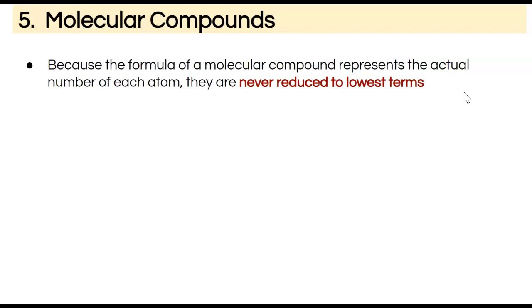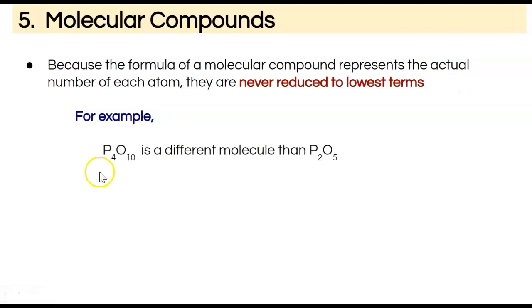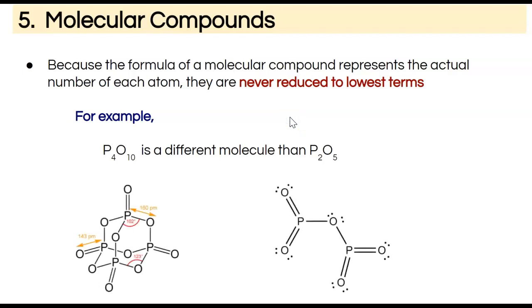Now, let me give you an example to illustrate that. I have P4O10 and P2O5. In both of these cases, you can see that the ratio 4 to 10 is the same as the ratio 2 to 5, right? But the difference here is that I have phosphorus and oxygen in this molecule, both of which are nonmetals. That is telling me that this is a molecule and that the number of atoms that are represented here describe the exact number of atoms that are bonded together.